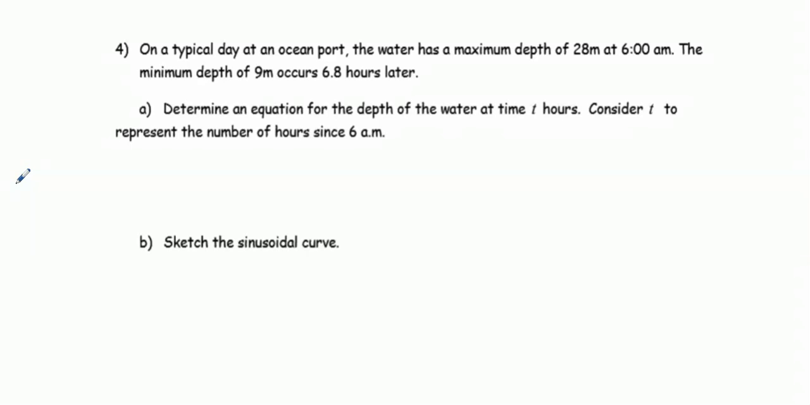So, we know the max is 28 and the min is 9. So our A is going to be 28 minus 9 divided by 2. So our A is going to be 9.5. And this is meters. So I want you to put that in because it's a real world problem, right? So we need to put the units in. So that's our amplitude.